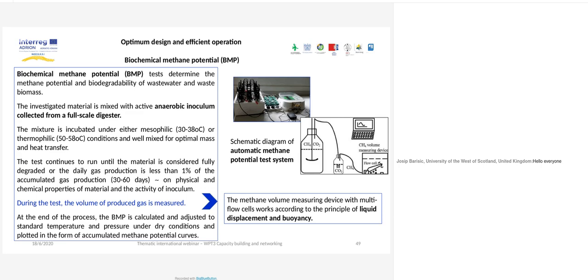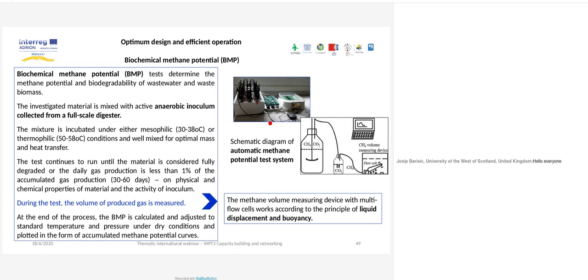So how do we accomplish this optimization of the biogas production process? We use the biochemical methane potential tests, the BMP tests. These determine the methane potential and the biodegradability of wastewater and waste. The investigated material is mixed with active anaerobic inoculum collected from a full-scale digester. The mixture is incubated either in mesophilic or thermophilic conditions and well mixed for optimal mass and heat transfer.